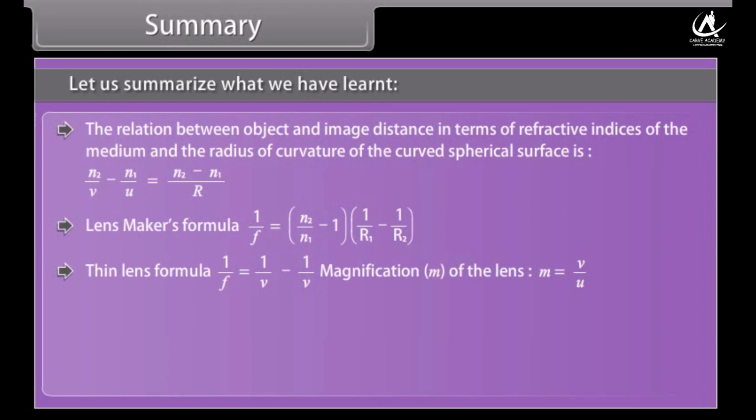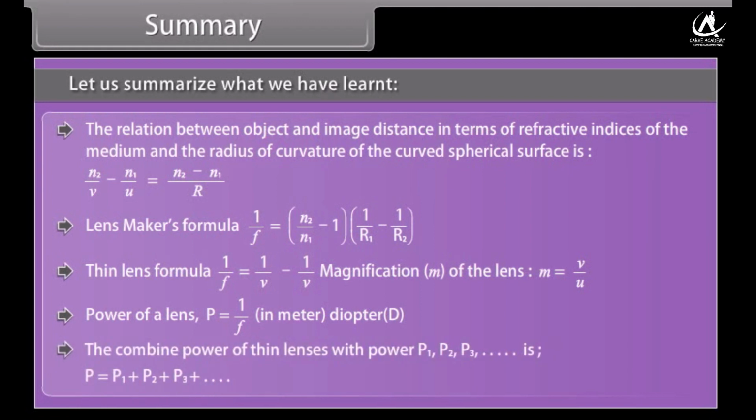Magnification m of the lens, m is equal to v upon u. Power of a lens, P is equal to 1 upon f in meters, measured in diopter D. The combined power of thin lenses with powers P1, P2, P3 is P is equal to P1 plus P2 plus P3 and so on.